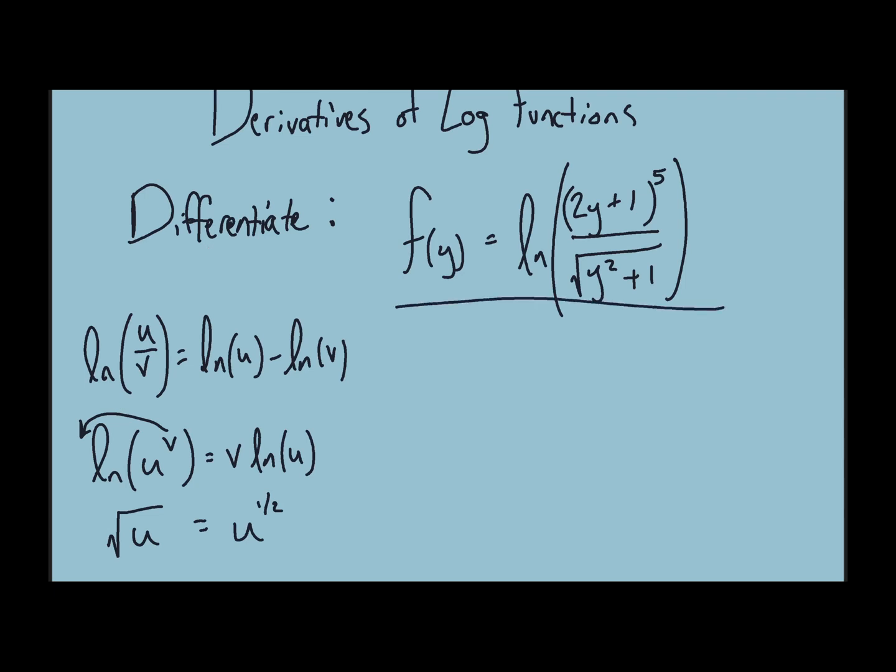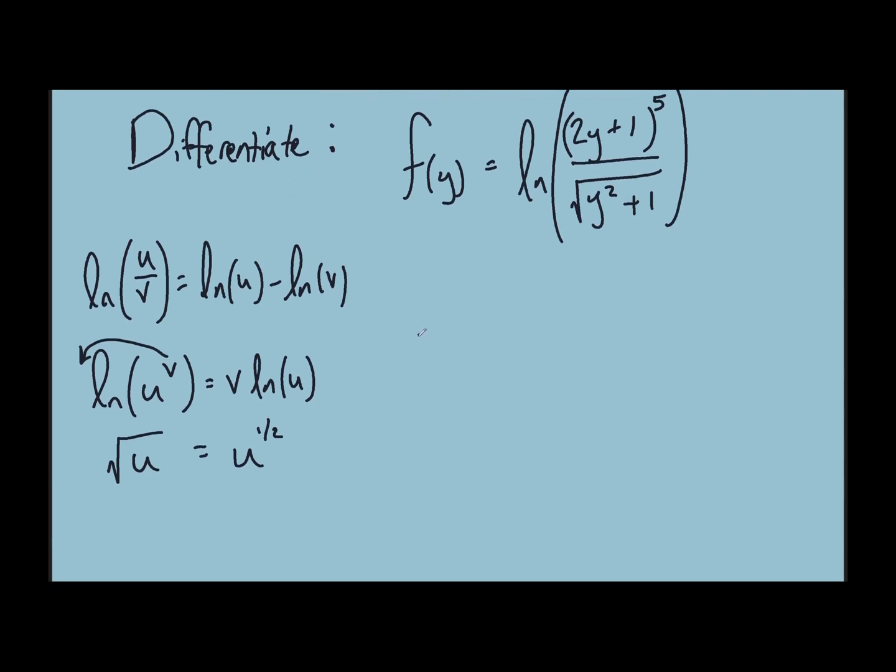So let's rewrite this function just with algebra before we do anything else, right? I'll draw a little line here. No, it's not necessary. If you can't figure that out, you don't belong in calculus. So let's first write this as ln of 2y plus 1 to the 5th minus ln of the square root of y squared plus 1.